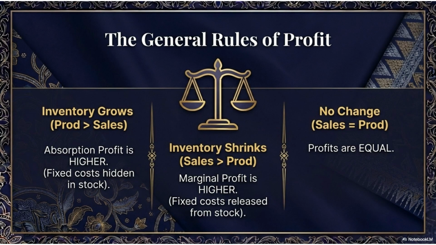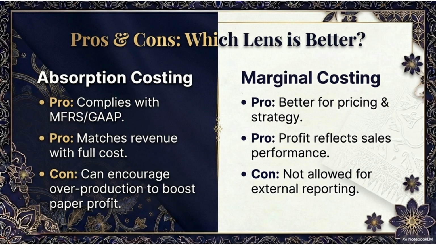The general rules of profit are: if inventory grows, absorption profit is higher. If inventory shrinks, marginal profit is higher. If sales and production are equal, the profits are equal.